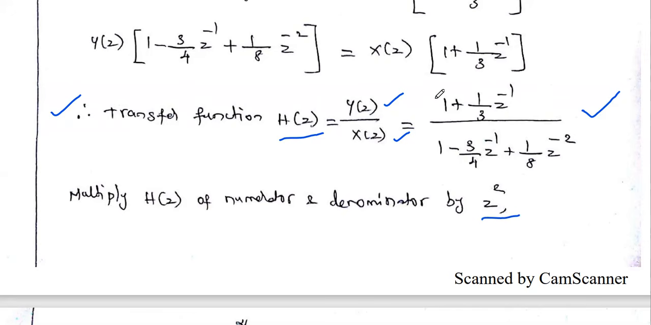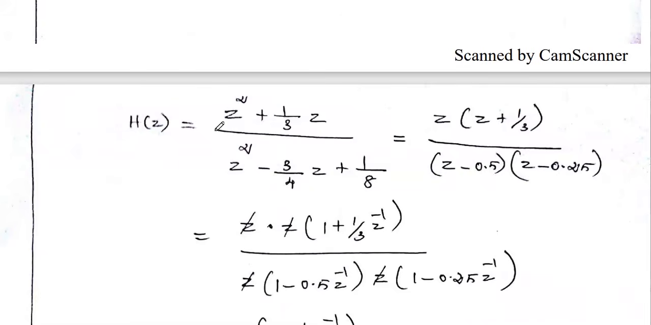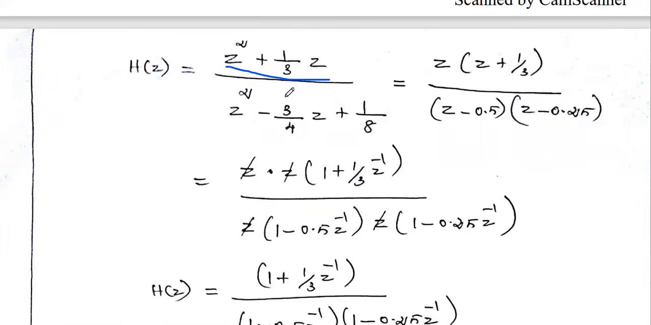So multiplying the numerator with z squared and the denominator with z squared, H(z) is converted to (z squared plus 1/3 z) divided by (z squared minus 3/4 z plus 1/8). Now in the numerator, z is common in the two terms, so after taking z as common we write z times (z plus 1/3). Similarly, the denominator is a second order equation, so we factorize it and get (z minus 0.5) and (z minus 0.25).